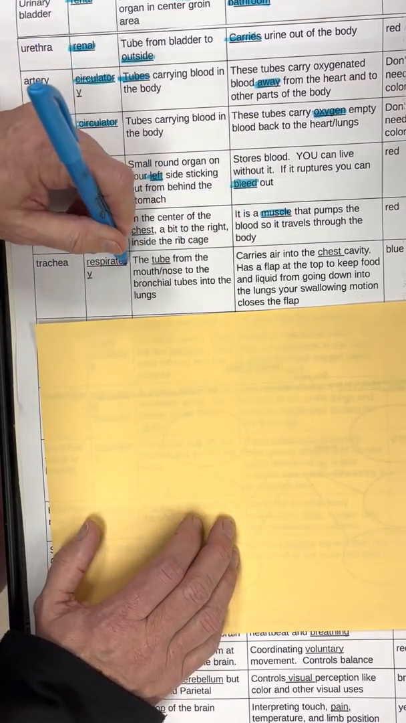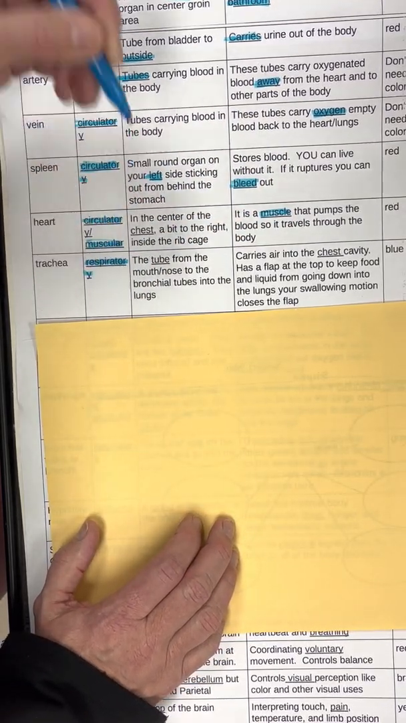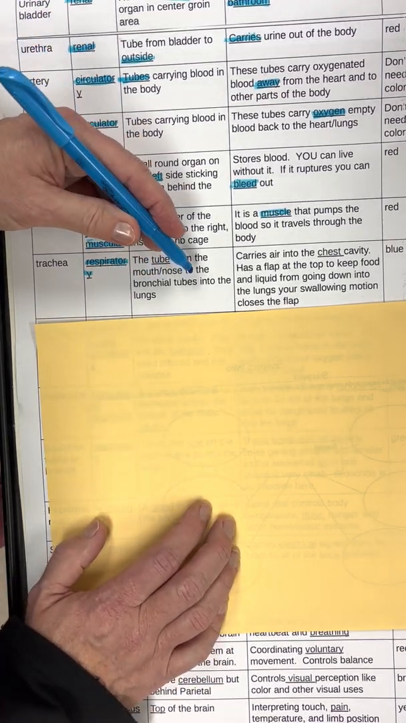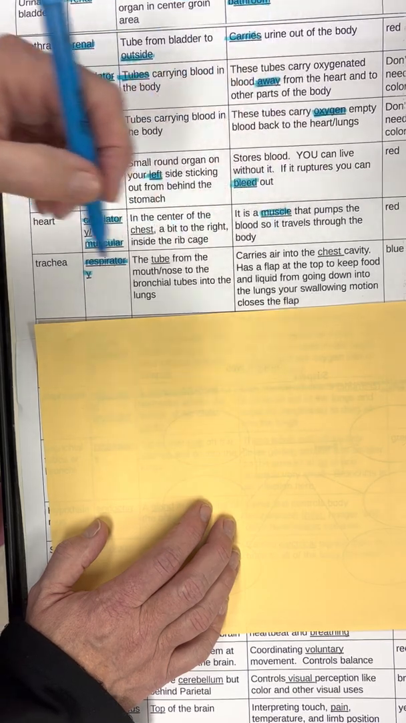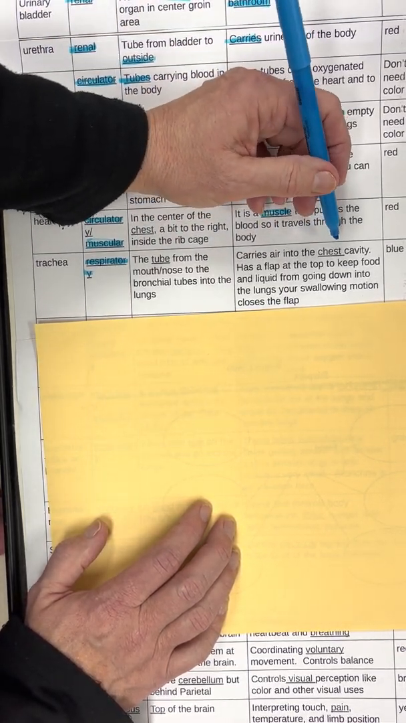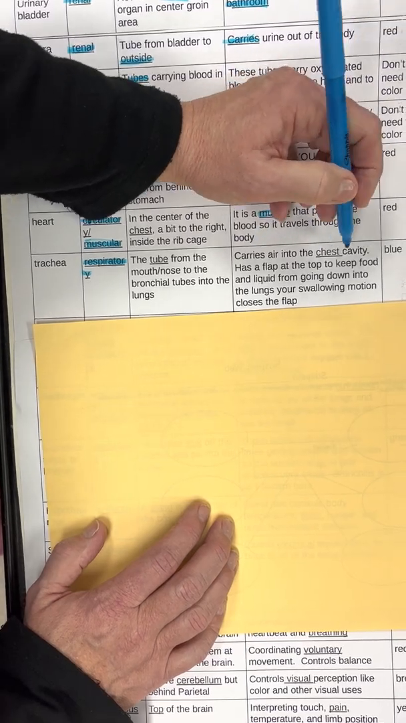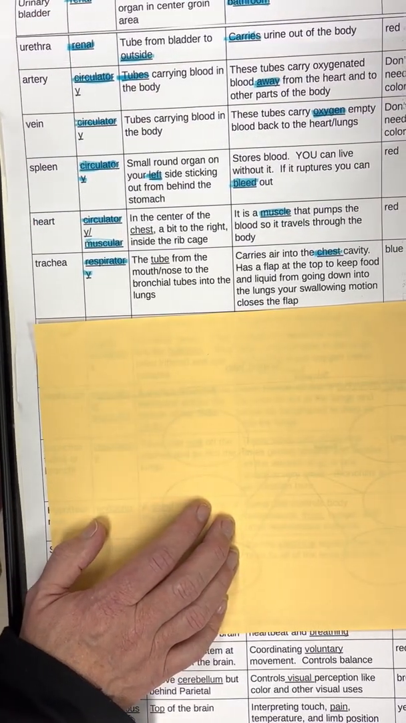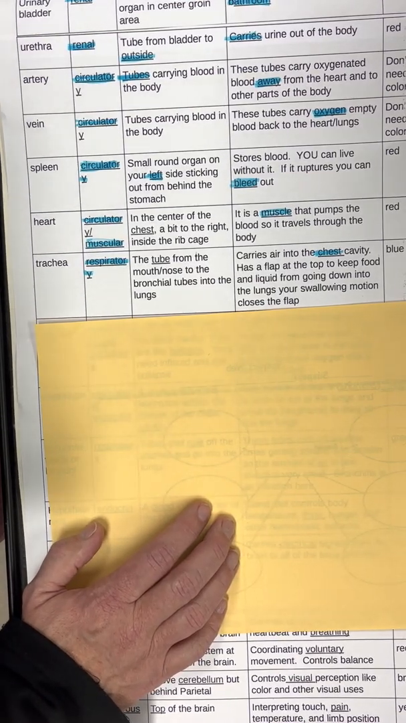Okay. The trachea is respiratory. The respiratory system deals with breathing. It's the tube from the mouth and nose into the bronchial tubes and lungs. If you get bronchitis, and I think it says this in the notes, it's an infection in these tubes. It carries air into the chest cavity and has a flap at the top to keep food and liquid from going down into your lungs. The swallowing motion closes the flap.